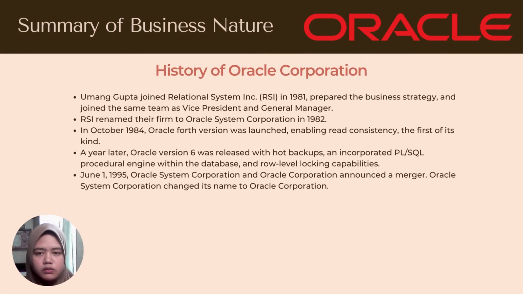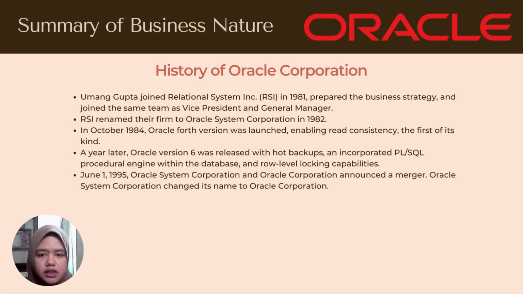After that, Umar Gupta joined Relational Systems Inc. in 1981, prepared their business strategy, and joined the same team as vice president and general manager. To build a connection with their major product, RSI renamed the firm to Oracle System Corporation in 1982.